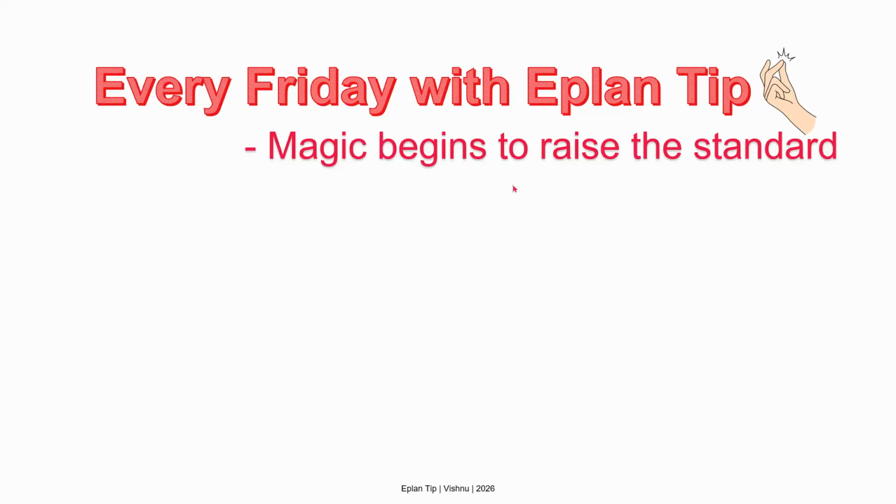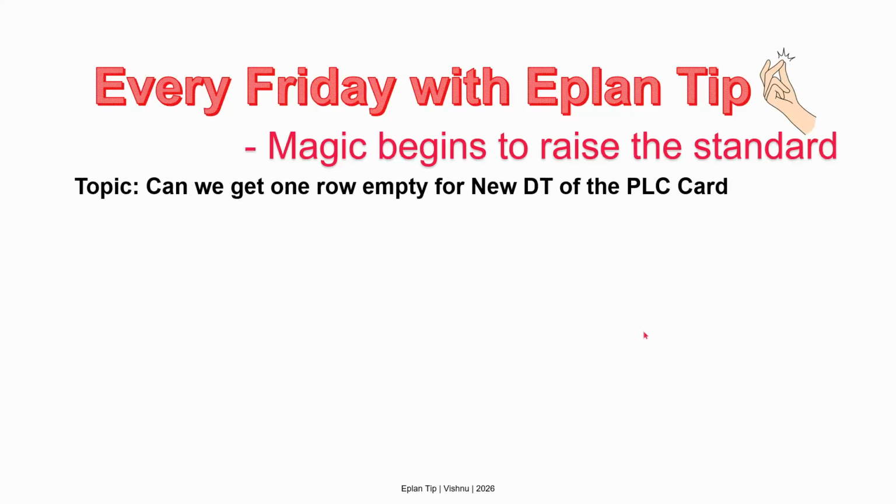Someone was asking: when I create a PLC diagram, first, can we create a PLC diagram? Second, can we combine the PLC diagram? Third, can we get one row empty between every new DT that comes? So that was the question. Today we'll try to explore whether it is possible to get one row empty after every new DT. These three things we'll try to explore.